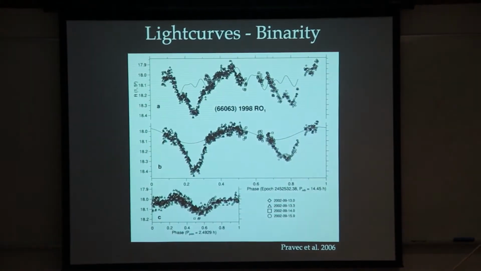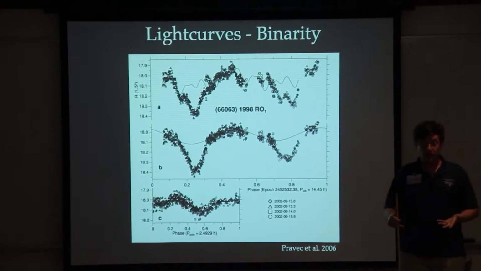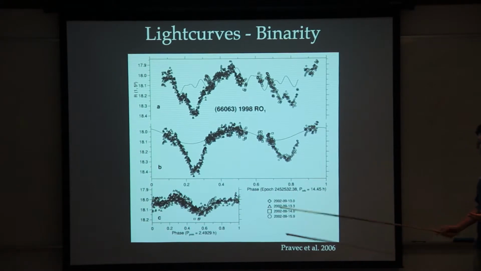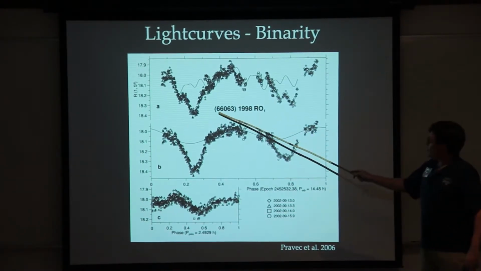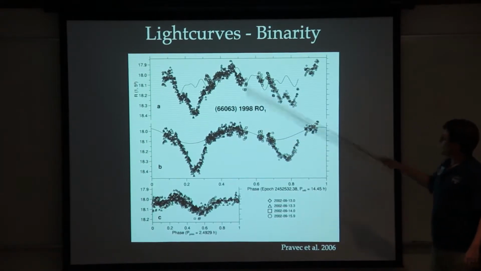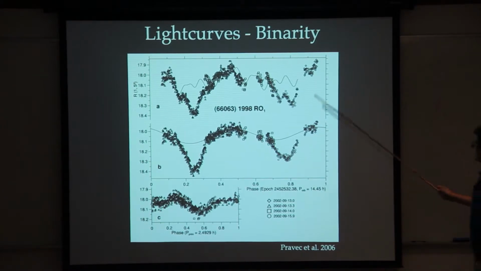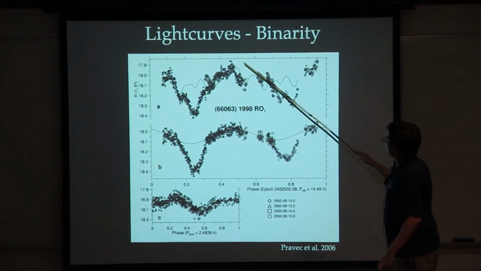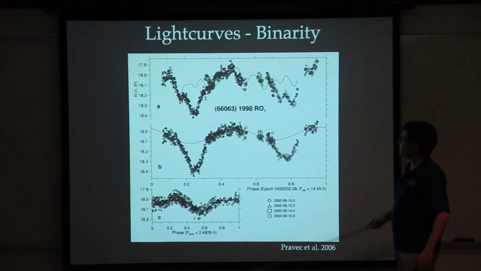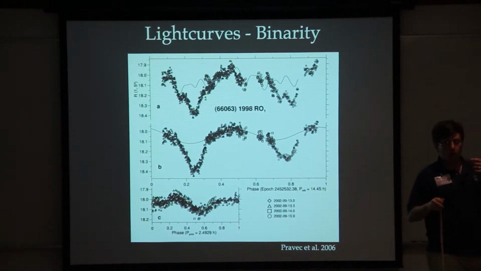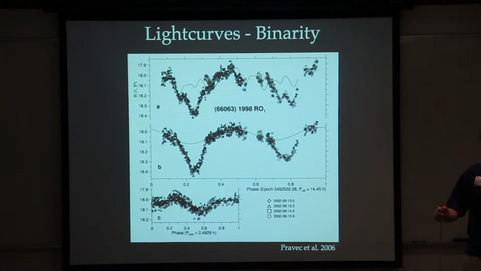What we can also do is, if you have dense enough data again, you can start to detect binarity. And so this is something that Peter Pravec published in 2006. This object here, if you just look at the initial light curve, looks strange. Something weird is going on here. There are peaks that seem to be similar, and there's troughs, peaks and troughs that seem to be similar, but it doesn't really line up very well until you do a multiple Fourier analysis.